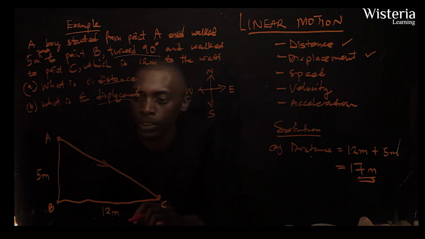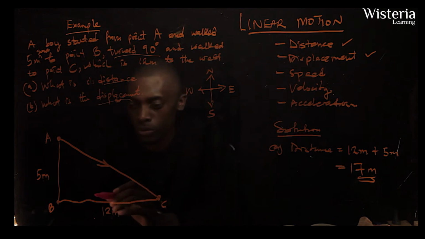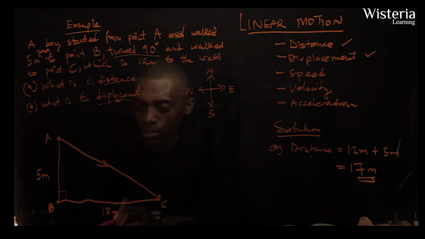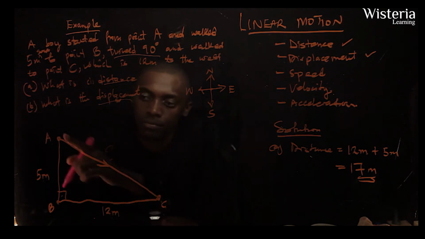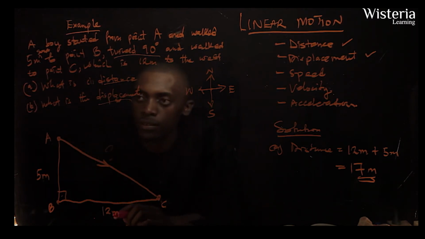So what can we say then? We can now calculate this displacement. How can we calculate this displacement? We have a situation where we have a triangle there with 2 sides which are known and the other side which is unknown. So we can use the Pythagoras theorem to rather explain this distance here, which was covered by the boy. So how do we do that?